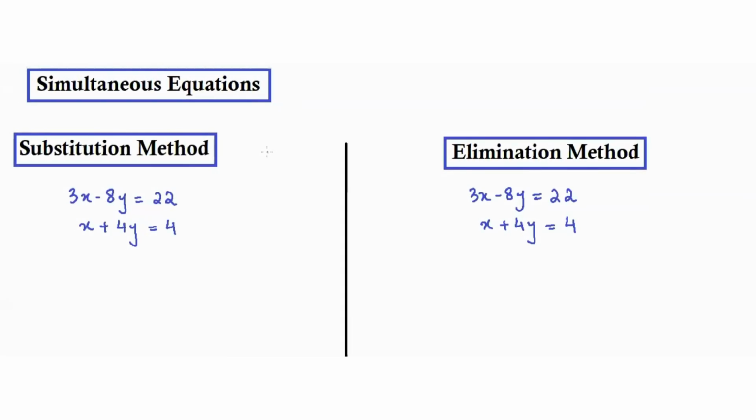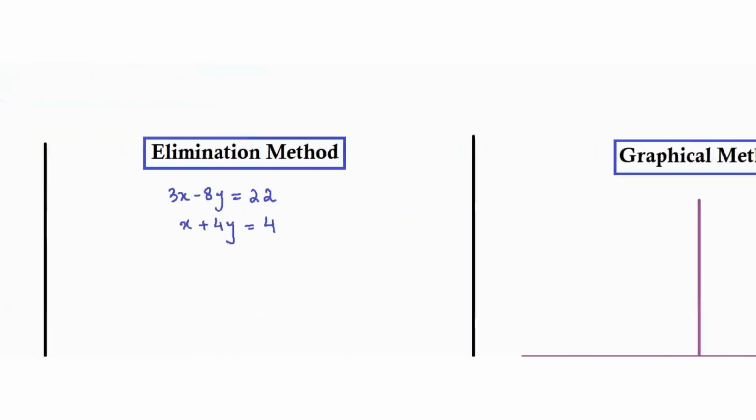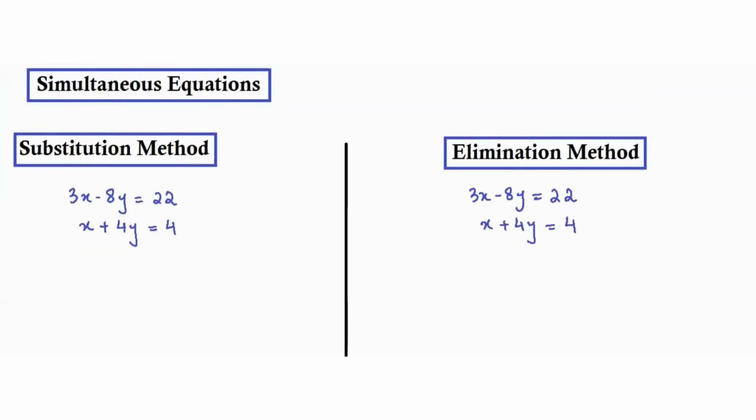In simultaneous equations, basically there are three methods that you can use to solve your system of equations. We have the substitution method, the elimination method, and the graphical method. We're going to begin with the substitution method.